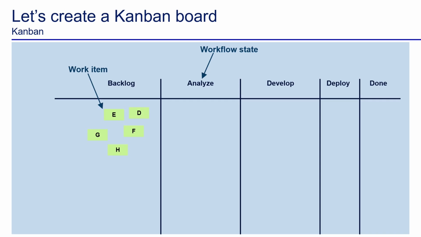When we start working on these items, they move through the columns or workflow states, in this case to analyze, then to develop and finally deploy and done. More items appear in the backlog. If a bug or incident appears in the system, it has priority. Therefore, we move regular work items to a lower priority and start to work on the high priority item.